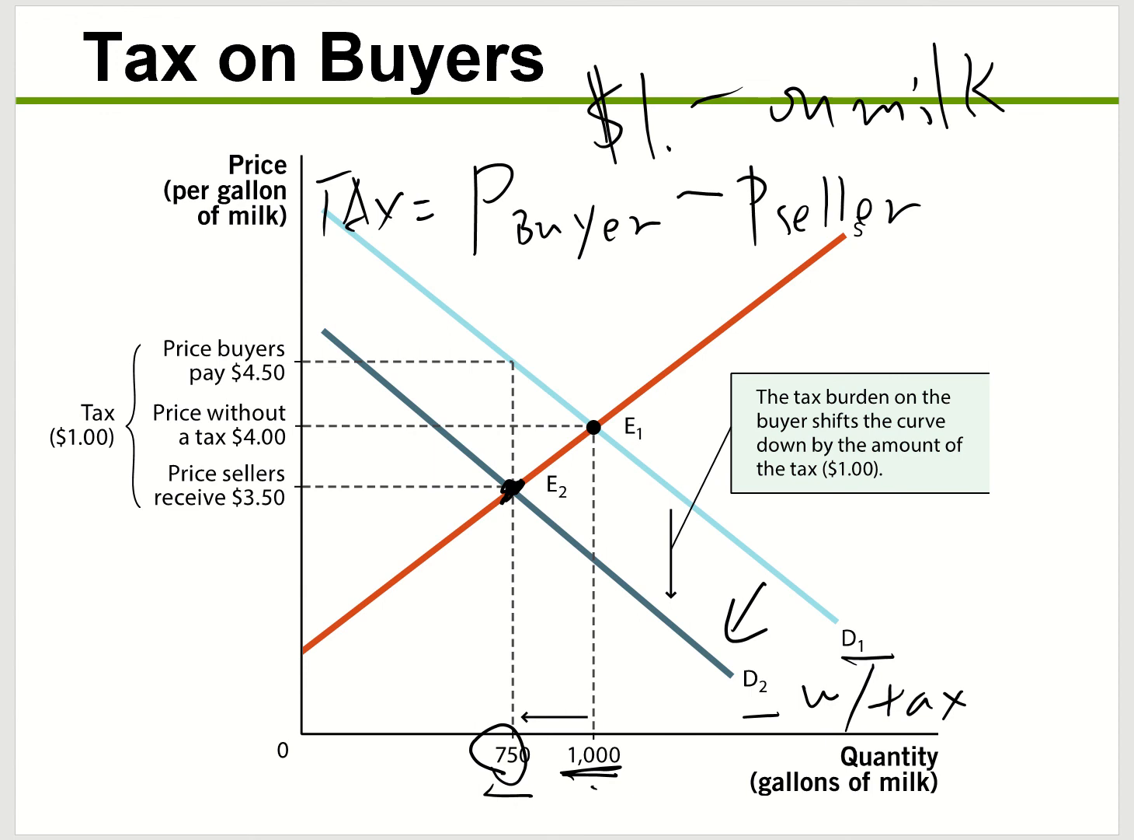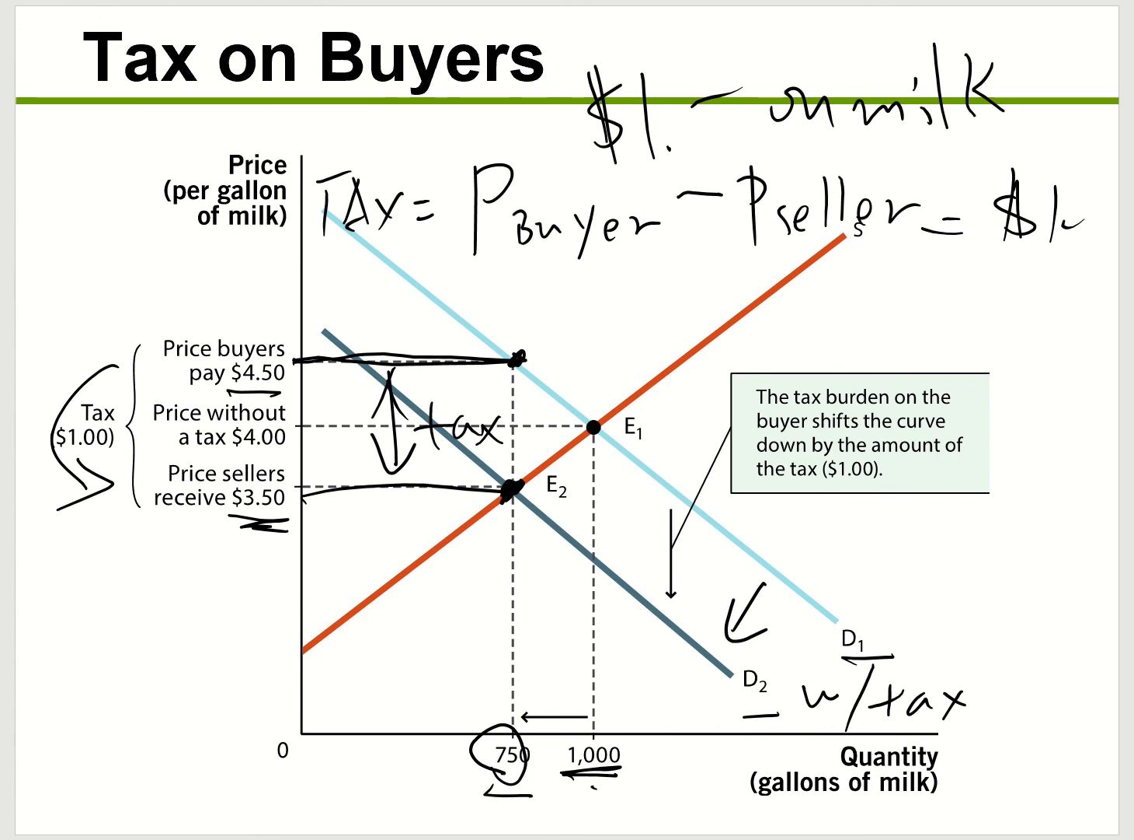So over here, our buyer price will be on the demand curve, on the old demand curve. That's our buyer price. So the buyer price is 450. And then the seller price will be on the old supply curve. That's 350. So this vertical difference here, that is our tax, which is $1, right? So 450 minus 350, and the tax is going to be a $1 tax.